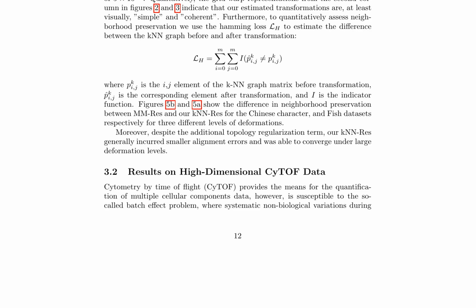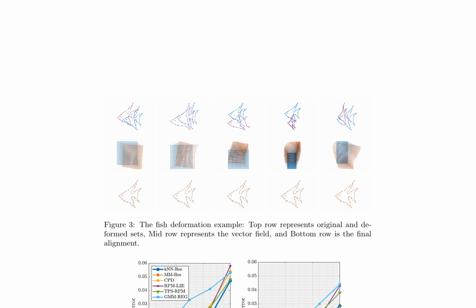The authors then apply their approach to high-dimensional CYTOF data, which is prone to the batch effect problem. This problem arises from systematic non-biological variations during data acquisition, leading to inconsistencies across different batches. Figure 3 showcases the fish deformation example, highlighting the original and deformed sets, vector field, and final alignment for both the Chinese character and fish datasets.